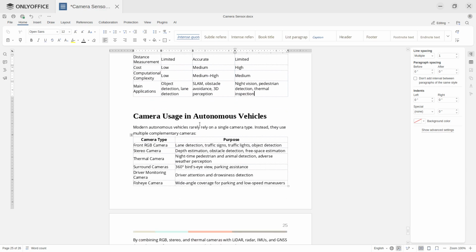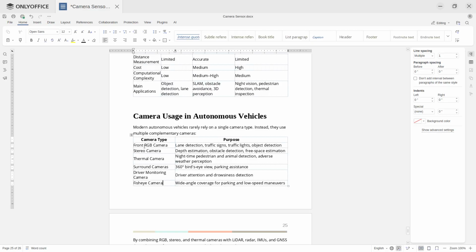Camera usage in autonomous vehicle. Modern autonomous vehicles rarely rely on a single camera type. Instead, they use multiple complementary cameras: front RGB, stereo camera, thermal camera, surround cameras, driver monitoring camera, fisheye camera. So the thing is, even cameras of different types are used in an autonomous vehicle, and they all have different functionalities, and the functionalities are written here.